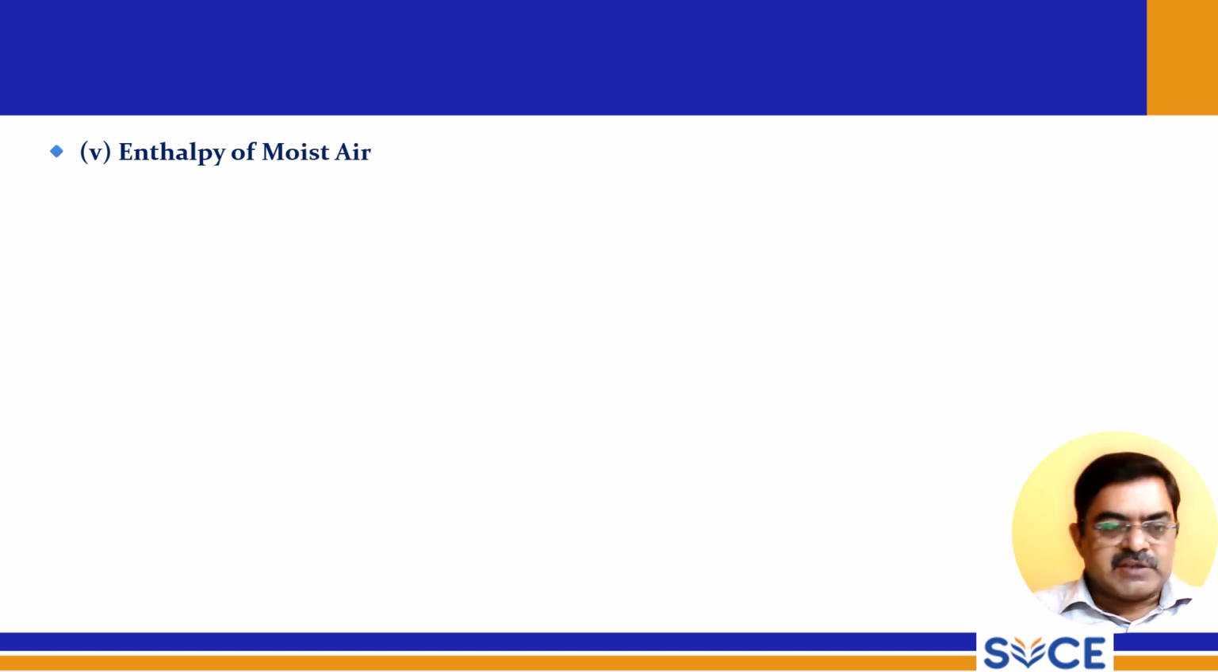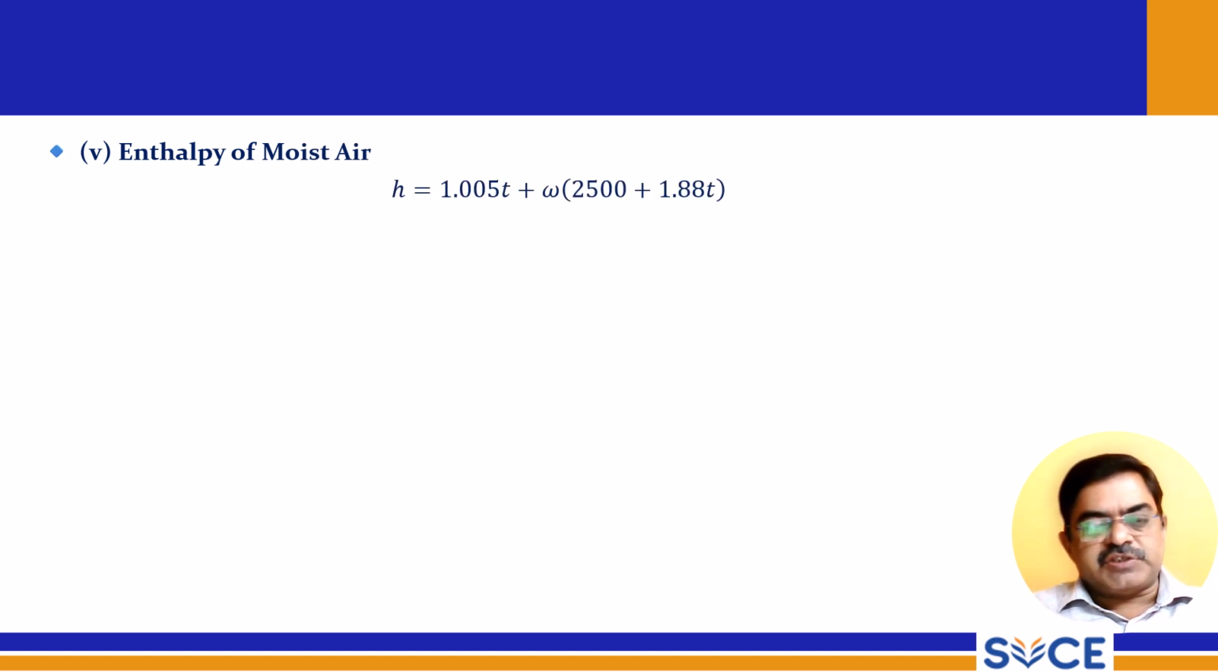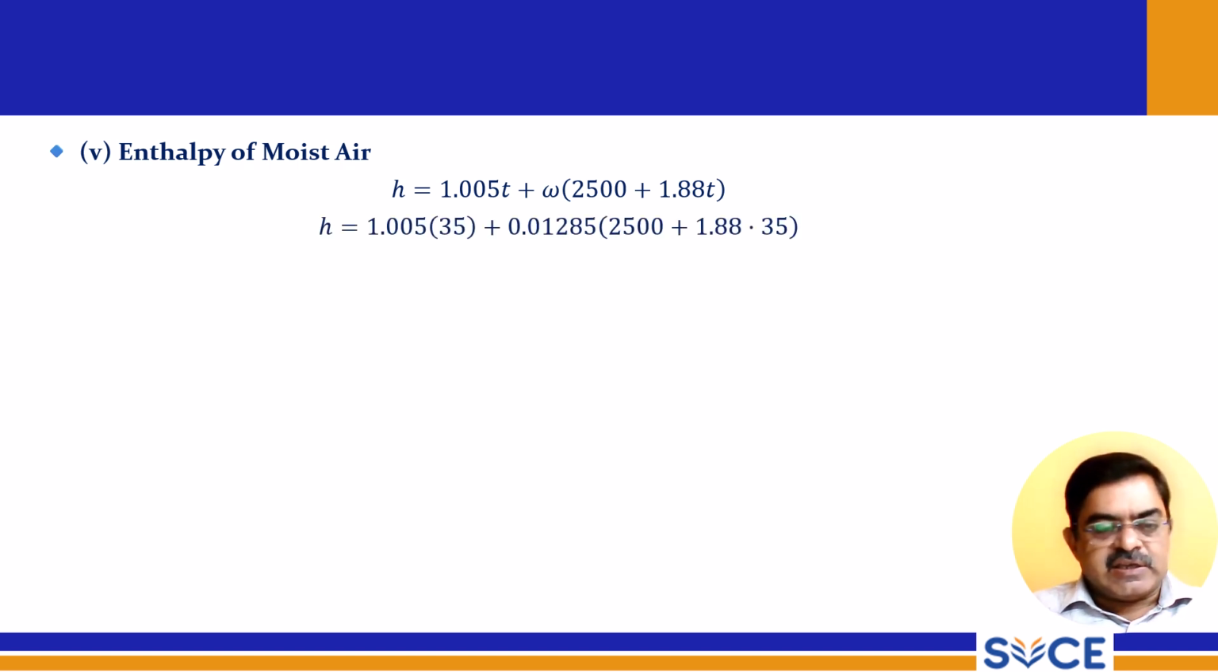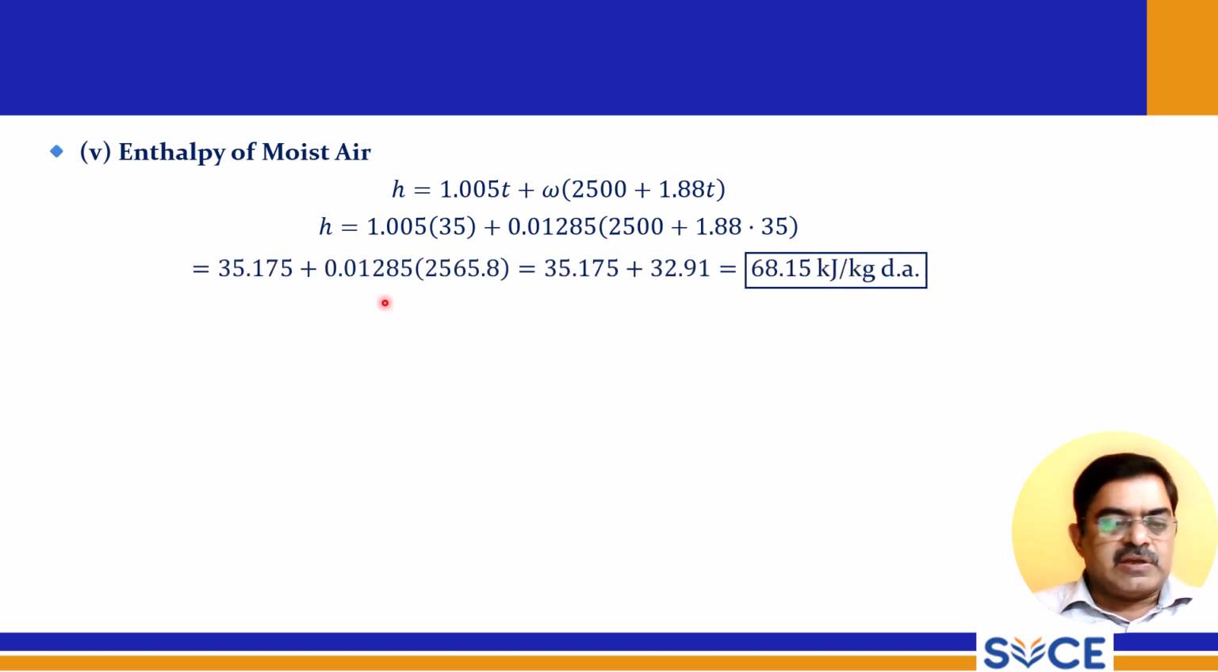Now the enthalpy of moist air. H equal to 1.005 T plus omega into (2500 plus 1.88 T). With this equation we can find the H value. That is 1.005 into 35 plus 0.01285 into (2500 plus 1.88 into 35). By calculating this, we get 68.15 kilojoules per kg of dry air.